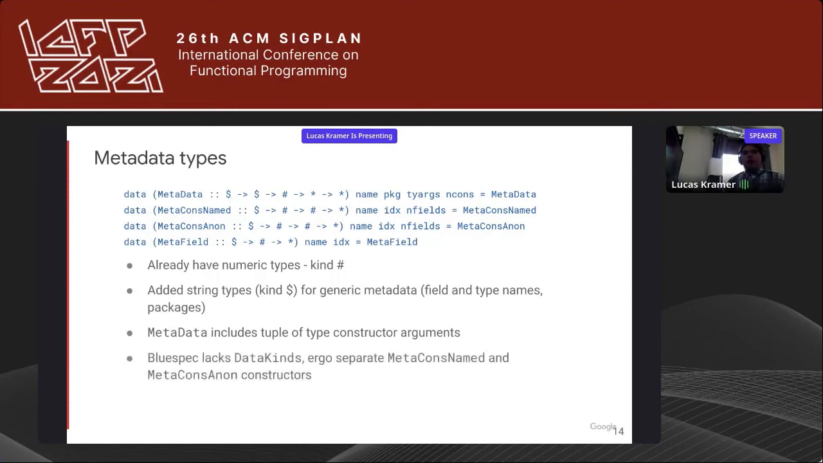This spec also doesn't have data kinds, so we have these separate metacons named and metacons and non-constructors, instead of having a single one that is promoted to the kind level like we do in Haskell. And also we don't have zero constructor data types, which is just a little bit annoying. So we have a bunch of dummy constructors that never get used for all these data types.